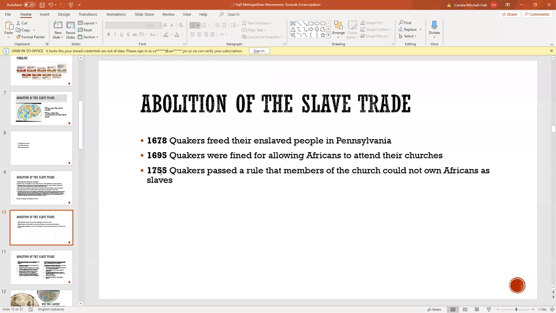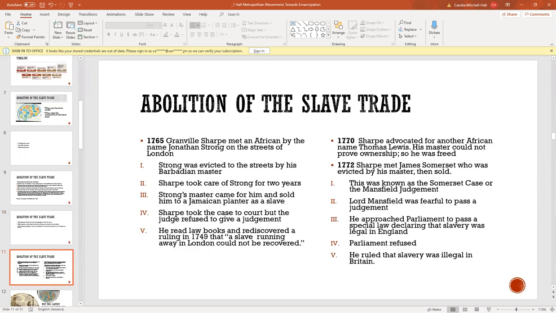And in 1755, the Quakers passed a rule that members of the church could not own Africans as slaves. So they were the first church to say, listen, you cannot own members of this church. If you own Africans as slaves, we are going to put you out of our church. And so they now form part of the humanitarian group.